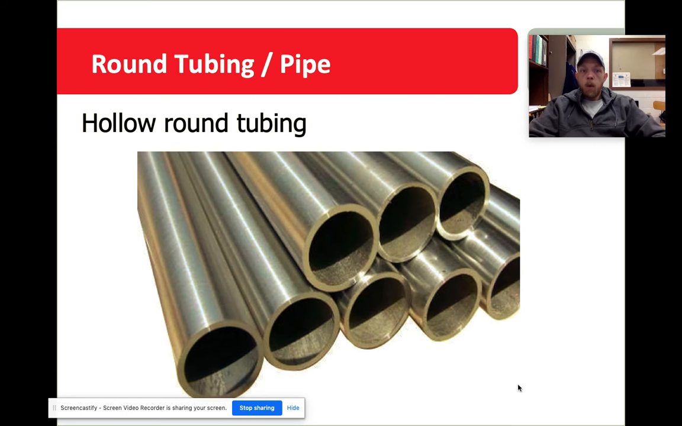Round tubing or pipe. This is just a hollow tubing. Again, the wall thickness or the thickness of that metal that makes up the pipe can vary. So this is probably 3/8, but it can be a quarter, it can be 1/8, it can be 16.